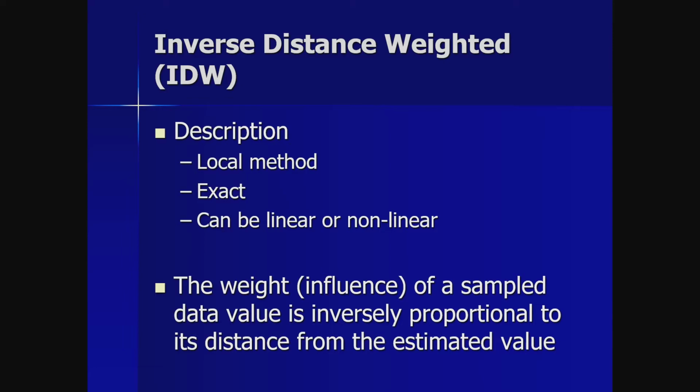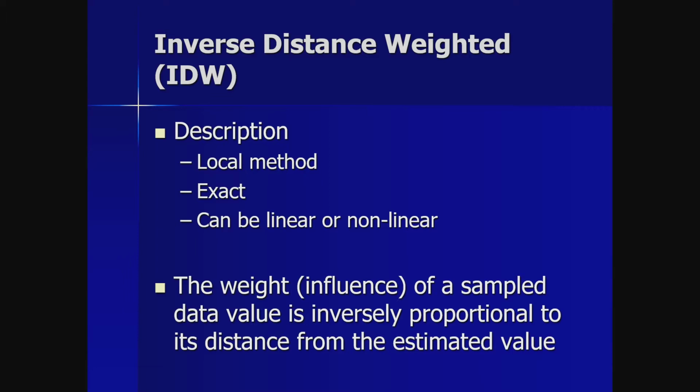The next one we're going to talk about, inverse distance weighting, or IDW. It's a local method. It's always exact. In other words, the value at a particular location is the value of that known value. If there's a known value at a particular location, then it uses that known value. So it does have the possibility to be linear because there's an exponential term. We'll look at the formula here in a second. But right now, it's going to be linear or nonlinear.